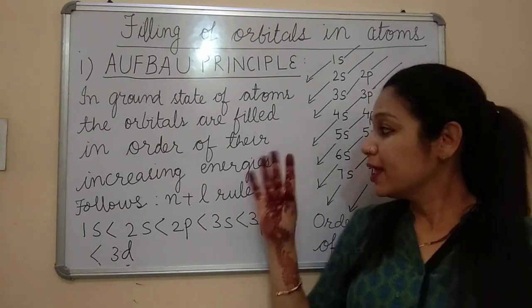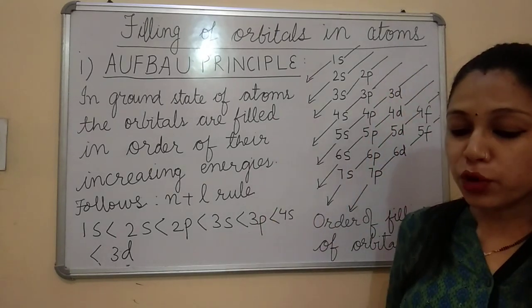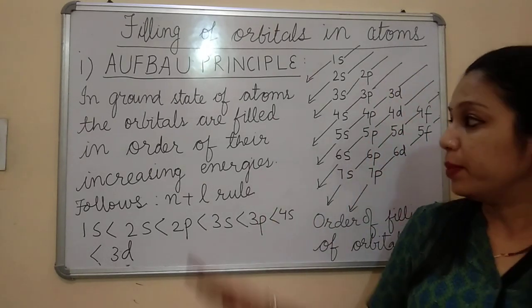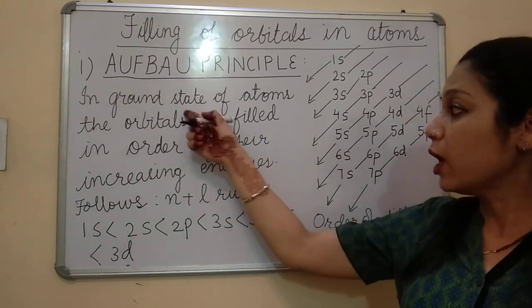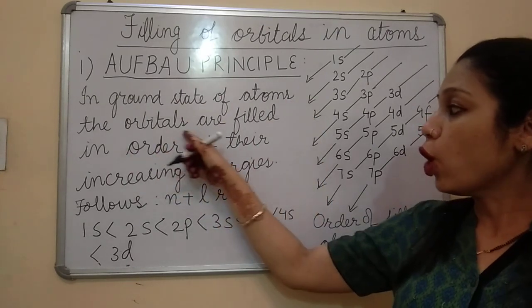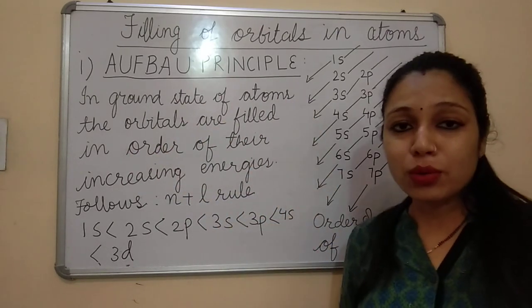Now, I'll give you one example. I'm going to explain this with the help of an example. I just hope the definition is clear. I'll repeat it again: in ground state of atoms, the orbitals are filled. You know what is a ground state?